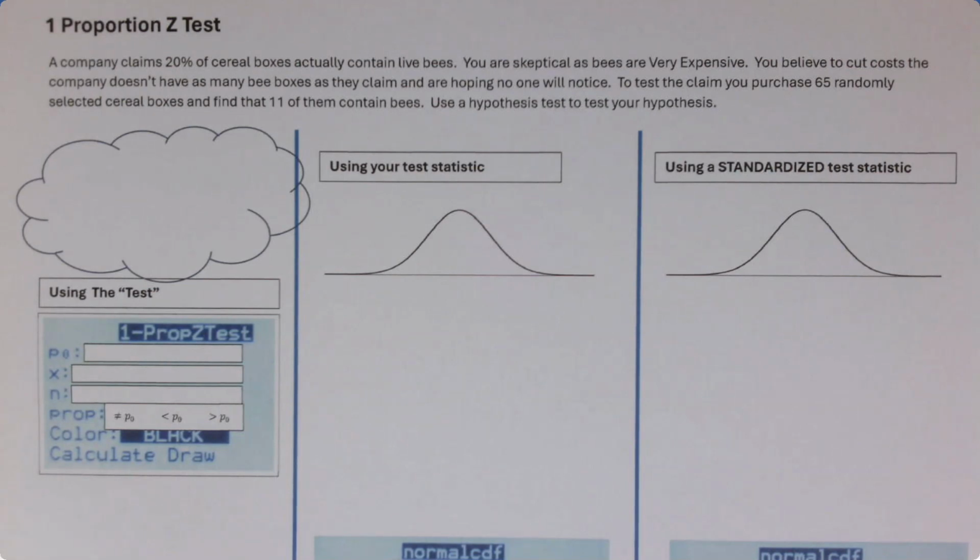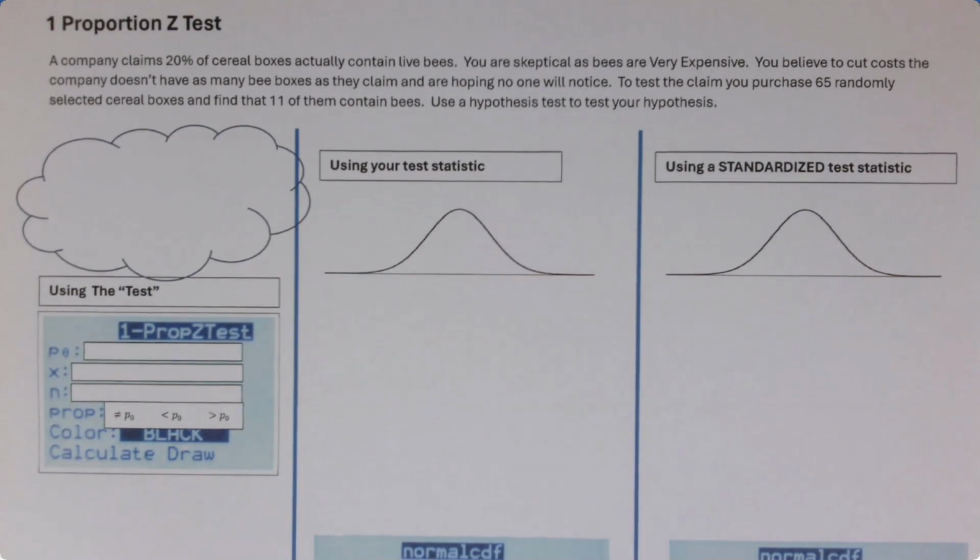So to have a setting, let's say a company claims 20% of their cereal boxes contain live bees. You are skeptical, you think it is a smaller proportion than that. So to test your claim, you purchase 65 randomly selected boxes and find that 11 of them contain bees. Go ahead and start by writing your null and alternative hypotheses.